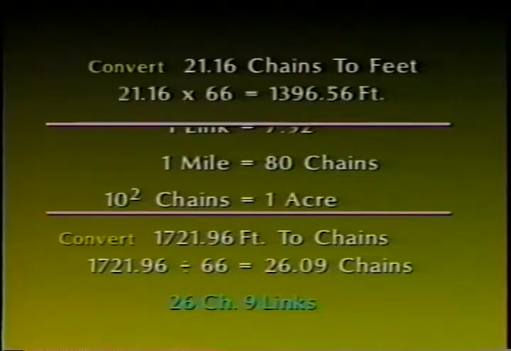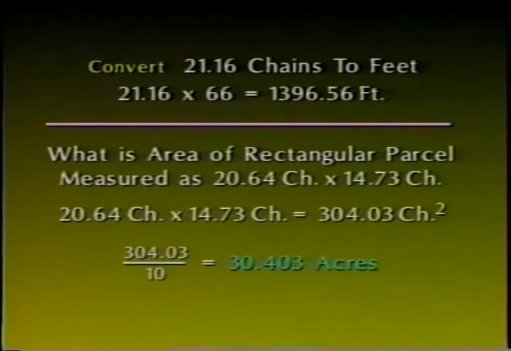In this example, we are converting chains to feet. Simply done, multiply the distance expressed in chains and links by 66 feet. The previous graphic showed the relationship of area to chain units, or 10 square chains equals 1 acre, or 43,560 square feet. The bottom conversion problem on the present screen converts a rectangular parcel measured in chains to area.